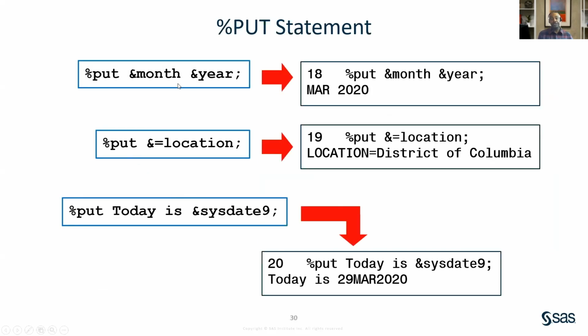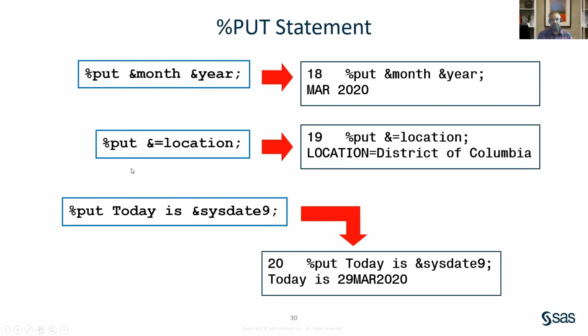Or you can be explicit and display specific macro variables, like &month and &year with a %put statement separated with a space, and that's exactly what you see here. They're separated with a space.